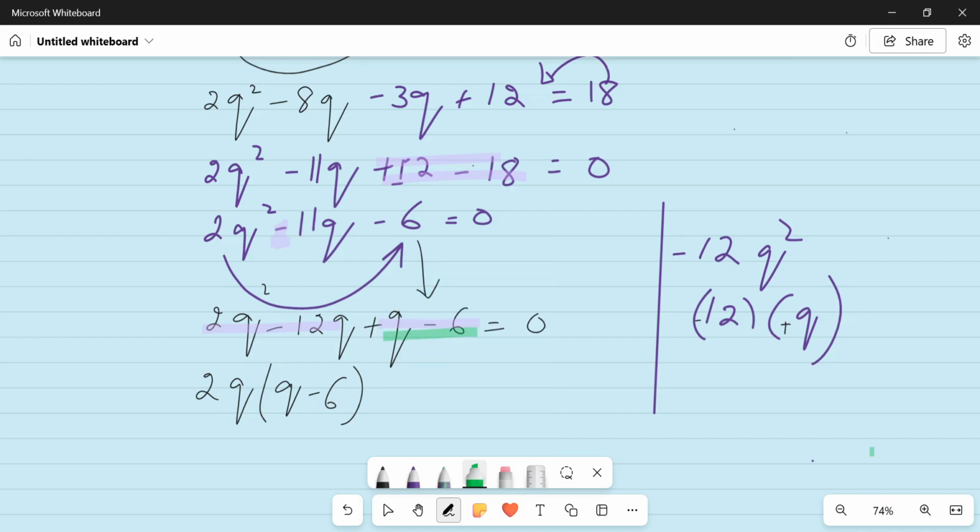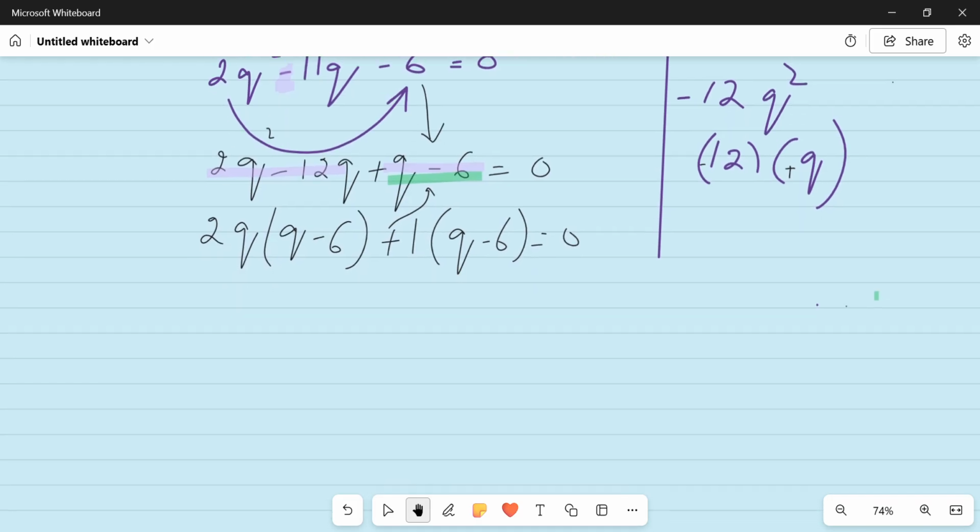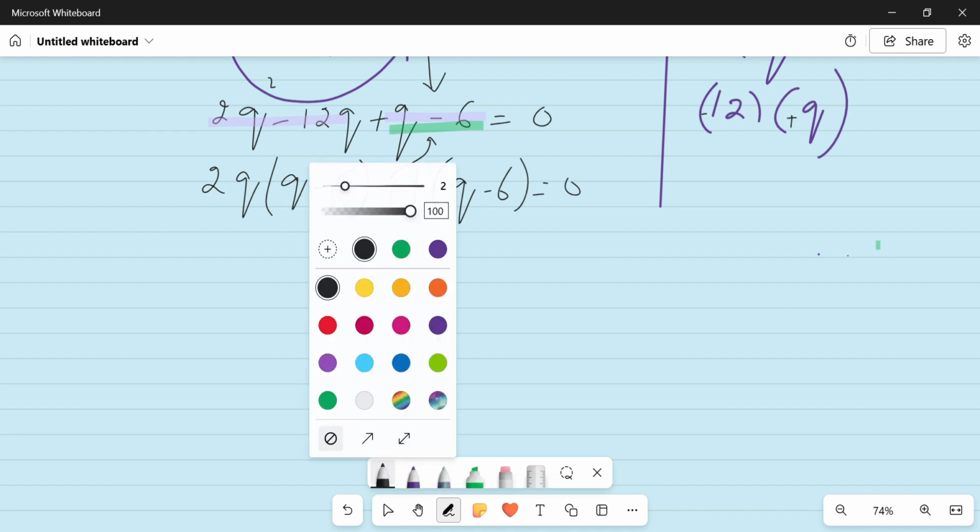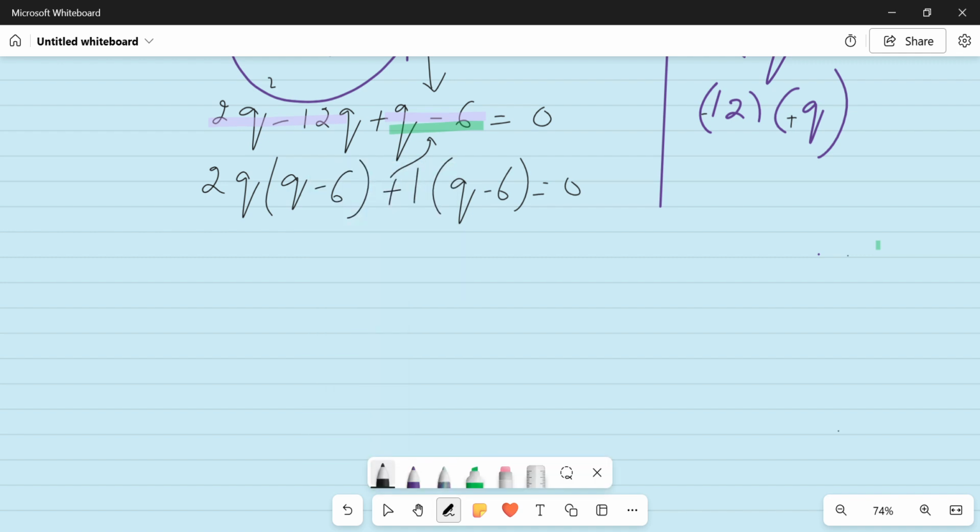This one, what is the highest common factor? Here 1 is the highest common factor. And q minus 6 equals to 0. This plus minus is minus. Now, we both have the same bracket. It means our factors, the factors we took here, these were correct. q minus 6, 2q plus 1 equals 0, right?